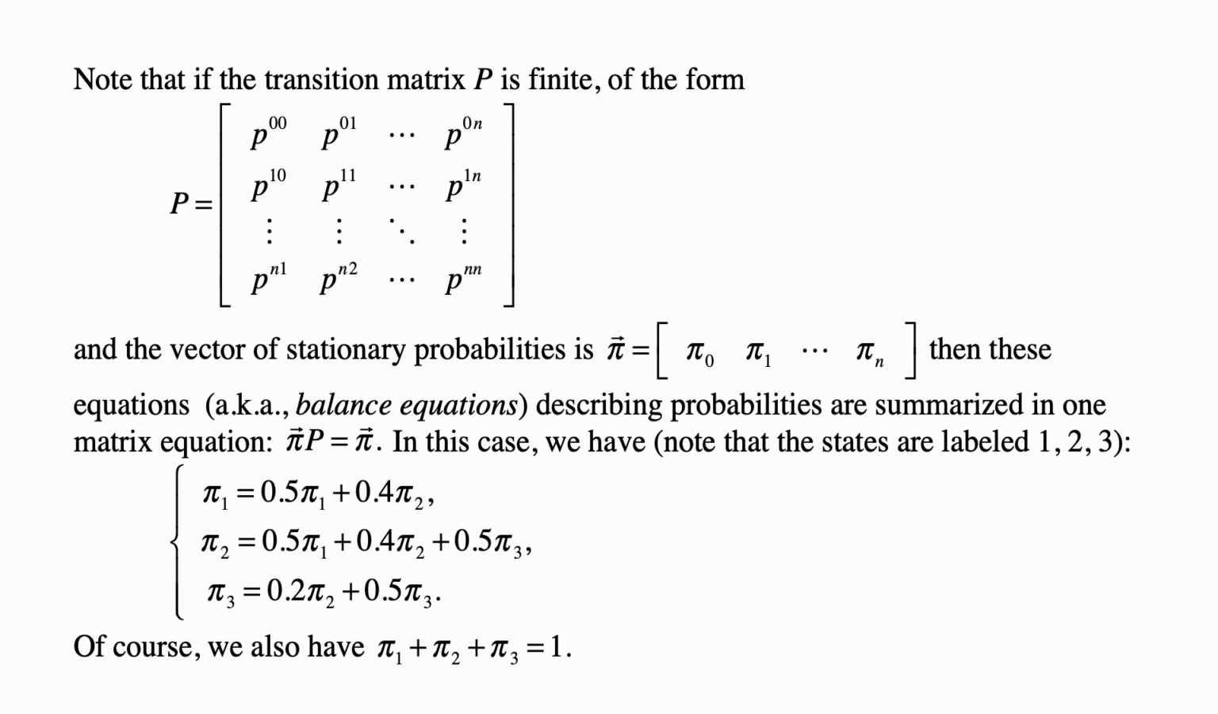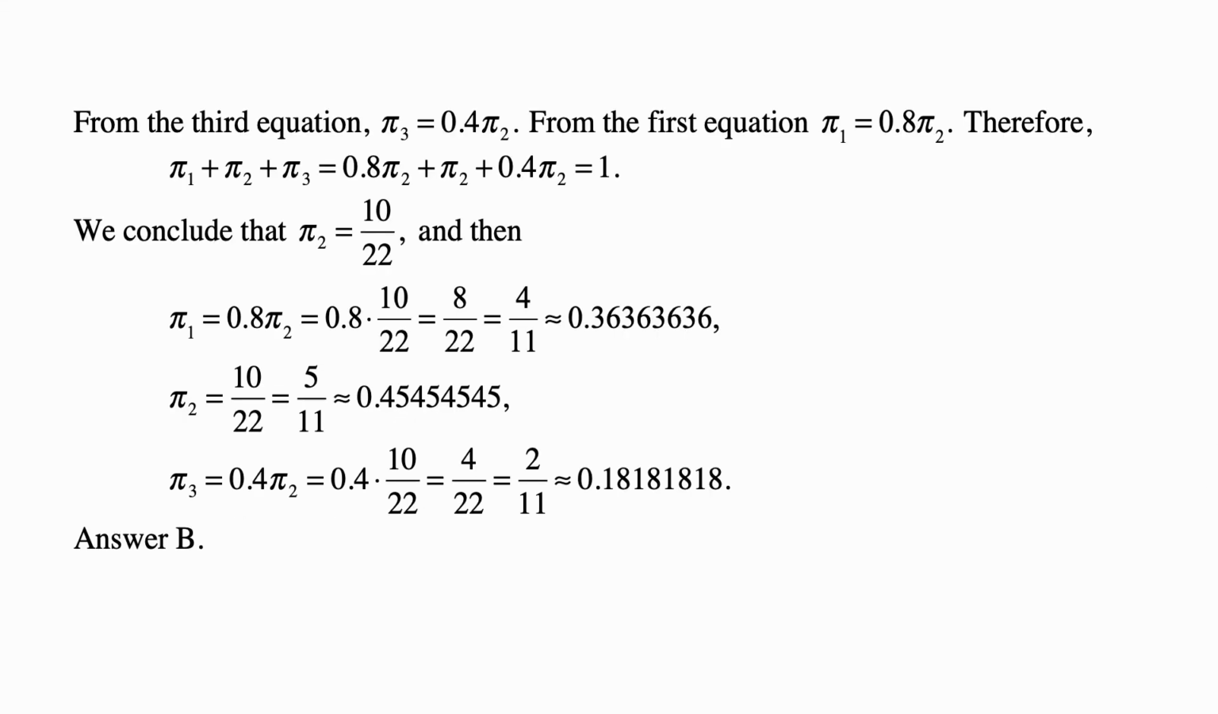And if you're doing this on the test, you would just write out the balance equations as you see here. Write out the pi 1 plus pi 2 plus pi 3 is 1, and solve. So this would be a starting point if you were doing this problem in a regular way on the real exam. From the third equation, pi 3 is equal to 0.4 pi 2. From the first equation, pi 1 is equal to 0.8 times pi 2, and therefore pi 1 plus pi 2 plus pi 3 is equal to 0.8 pi 2 plus pi 2 plus 0.4 pi 2 is equal to 1.